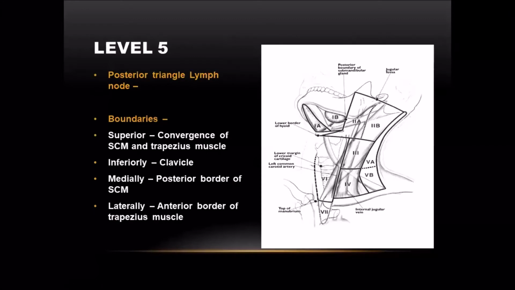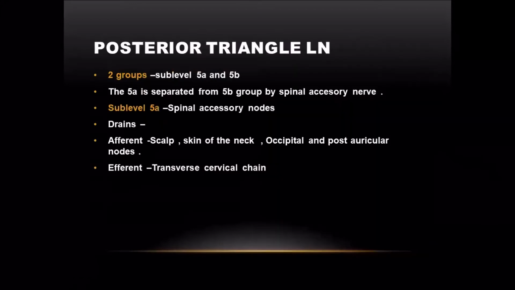So next comes the level 5 group of lymph nodes, which is called the posterior triangular lymph nodes. It is bounded superiorly by the convergence of sternocleidomastoid and trapezius muscle, and inferiorly by the clavicle. Medially, it is formed by the posterior border of sternocleidomastoid muscle, and laterally by the anterior border of trapezius muscle. The posterior triangular lymph nodes are further divided into two groups, again by the spinal accessory nerve.